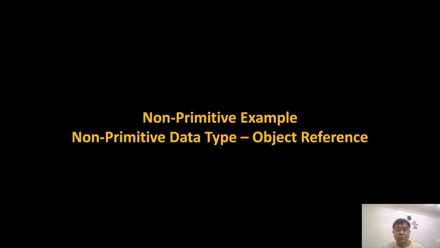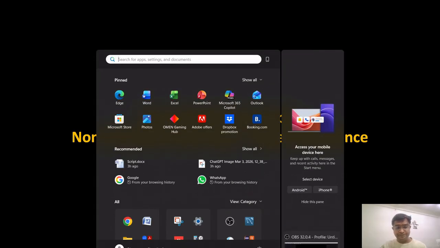Now, let's talk about non-primitive data types. Those are object reference data types. So let's quickly begin here with one example, and let's straight away jump to the concept now. So I'll go to the Eclipse here.